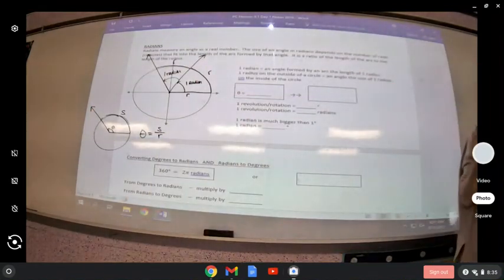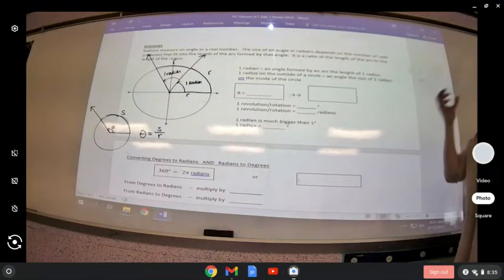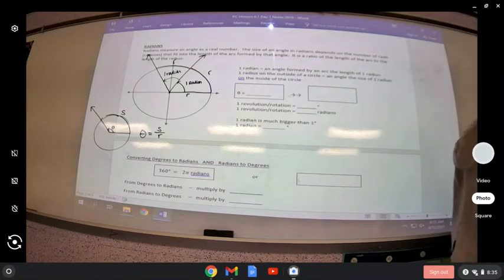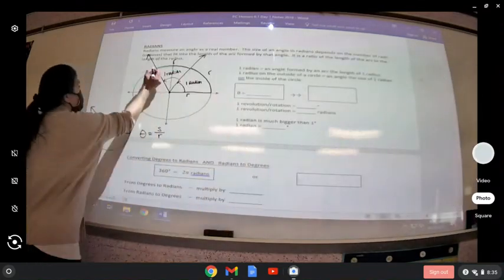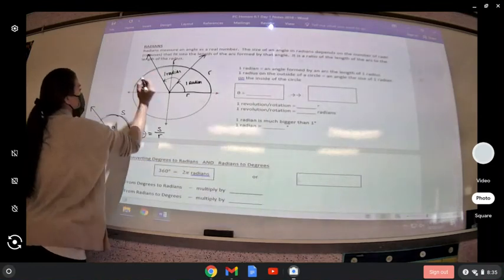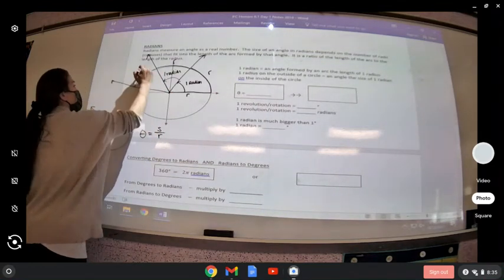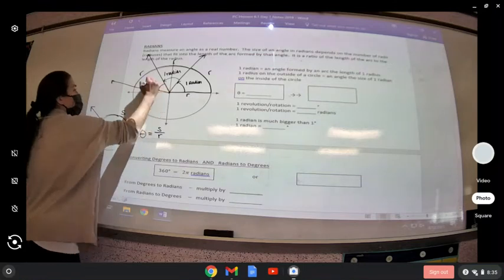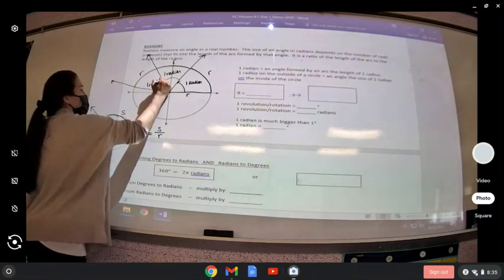It's measuring it almost as a length or a distance. How many of those radii fit into the length of that arc? All right? And again, you can just keep going. Walk another distance of that radius. There's another angle the size of 1 radian.